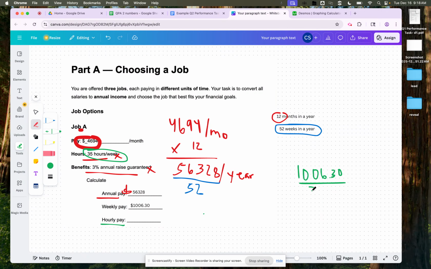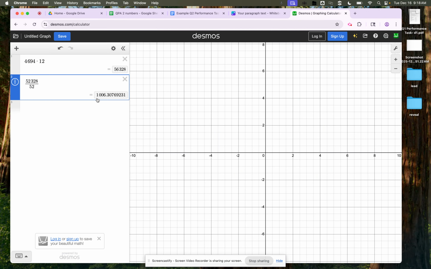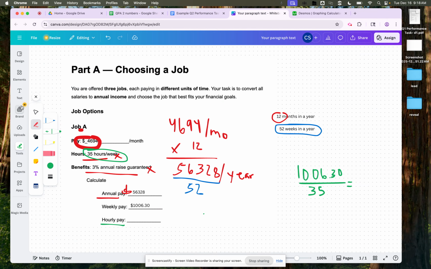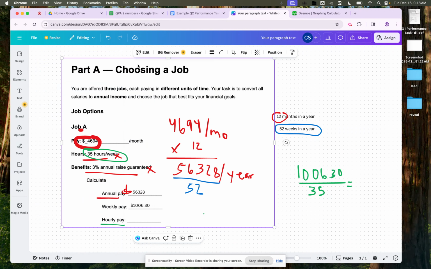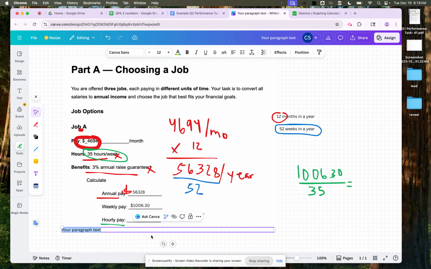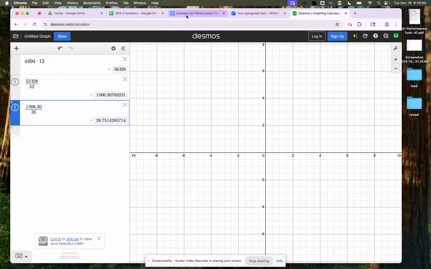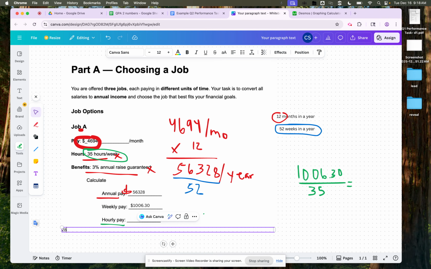I'm going to break it up into 35 small payments. So $1,006.30 divided by 35 hours. That's $28.75 an hour. Make sure to put my dollar sign.